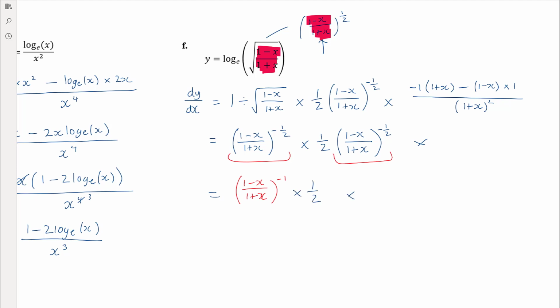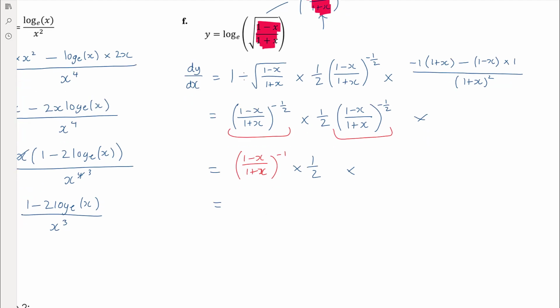Alright, and again I'll focus on this bit in a minute. And then this is going to be power of -1, which just means we take the reciprocal. So I'll put that half out the front as well. So we've got half times, now it becomes 1 plus x over 1 minus x times. Okay, and now let's focus on this bit at the end here, and then we'll see what we've got.